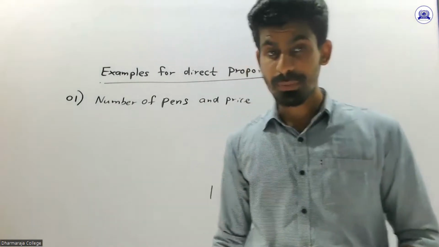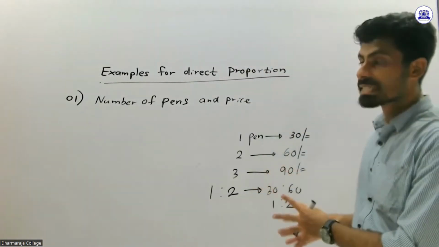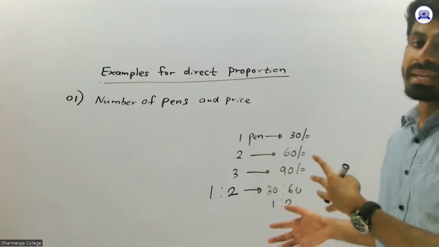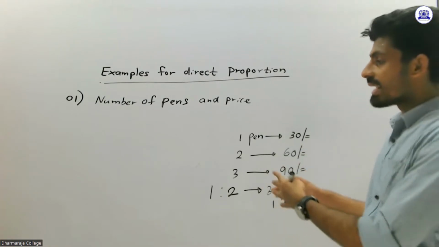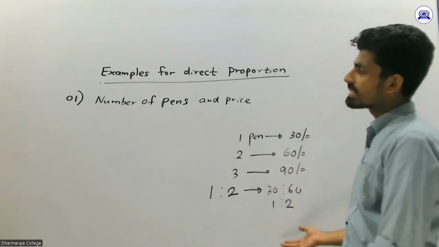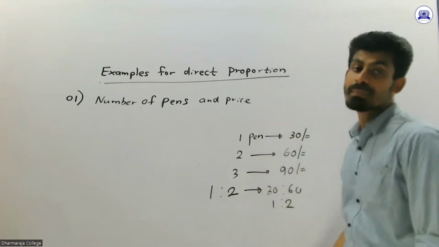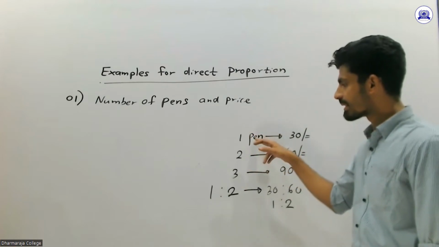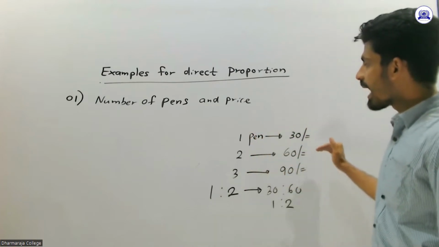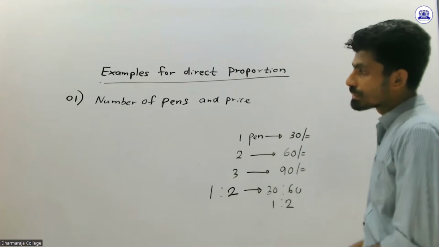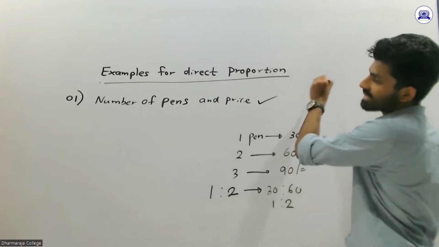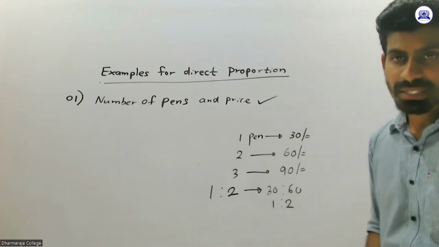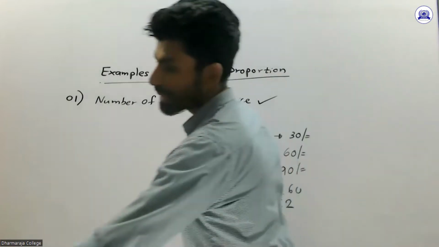Two distinct quantities are said to be in direct proportion if they increase or decrease in the same proportion, in the same ratio. You can see that as the pens increase, the prices are increasing in the same ratio. So we can consider this as a direct proportion, the number of pens and the prices.